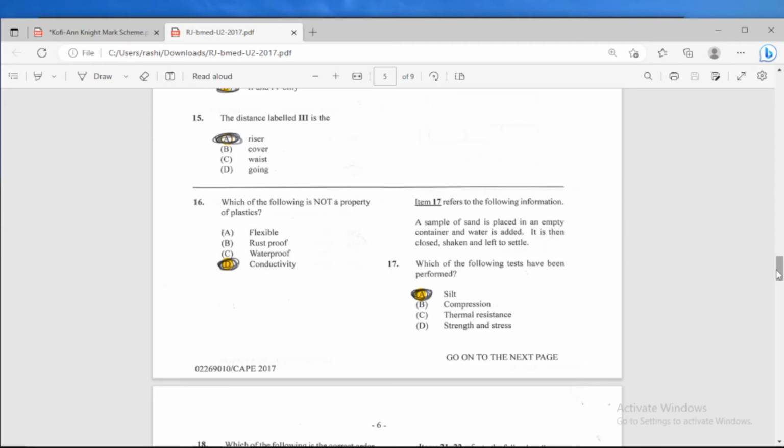And this is a simple test that you can do anywhere you have a bottle, some soil, and water. So you just put some soil in a bottle, add water to it, shake it up, leave it to settle, and then you will see the different layers of soil as it settles. So you will see the sand, the clay, and you will also see the silt. So it's a silt test here.